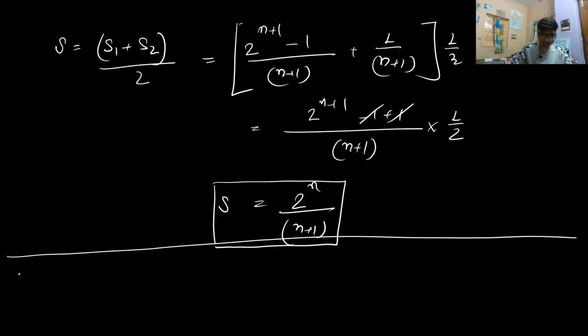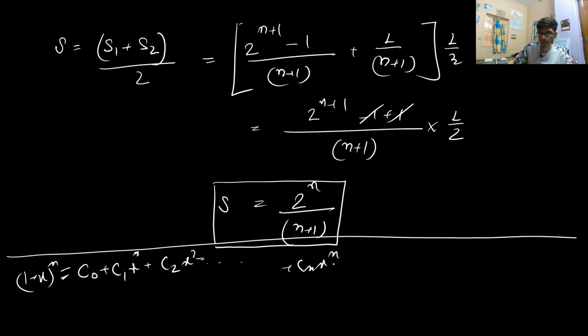If you look at the summation of (1 plus x) to the power n, where n is a whole number, the summation is C0 plus C1 x to the power 1 plus C2 x squared and so on up to Cn x to the power n. If we look at the general term Cr, that is nCr, we can expand it as n factorial divided by (n minus r) factorial into r factorial.